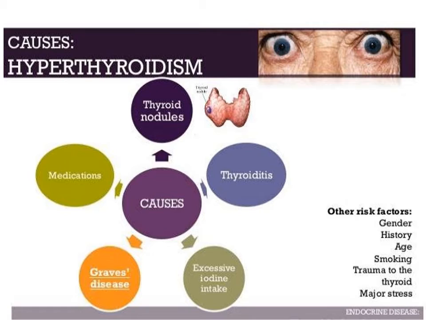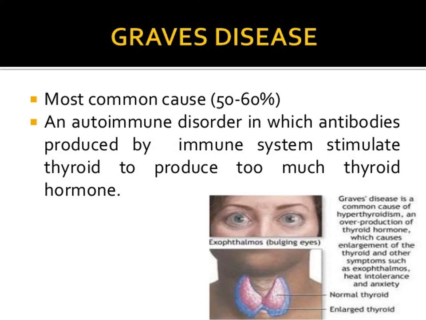Other risk factors include female gender, as we discussed, more common in females. It could be a familial history of a patient, or the age of a patient, like middle age. Smoking was also a risk factor. It could be due to trauma, which is very rare. And if the patient is in continuous or sudden stressful conditions, that can also lead to hyperthyroidism, but it's rare. Graves' disease is the most common cause.